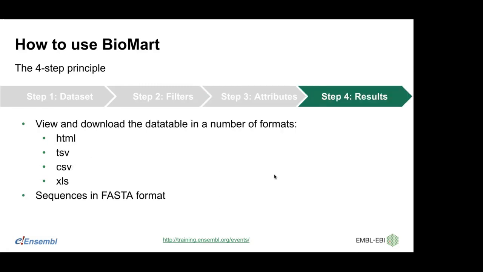And finally, you can export your data. BioMart supports several file formats, including HTML, comma separated, tab separated, XLS. With XLS, please bear in mind that sometimes Excel tables would automatically change certain gene names into dates. So just be careful with that. For example, if you have a gene called OCT2, Excel might change it to October the 2nd.